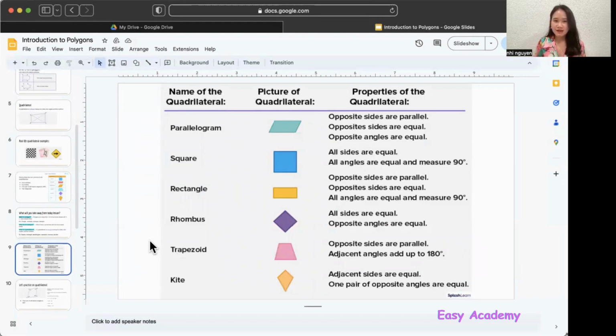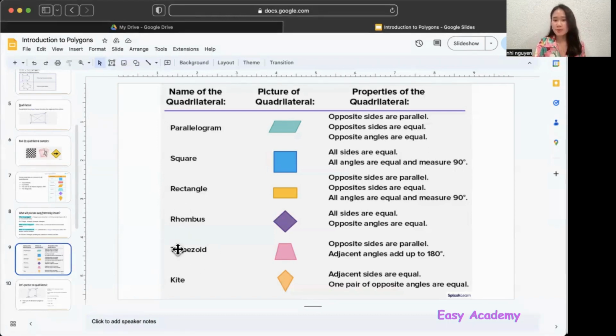The first one, let's have a look at the parallelogram. Opposite sides are parallel and equal. Opposite angles are equal. Square: all sides are equal and all angles are equal and measure 90 degrees. Rectangle: opposite sides are parallel and equal, and all angles are equal and measure 90 degrees. Rhombus: all sides are equal, and opposite angles are equal.